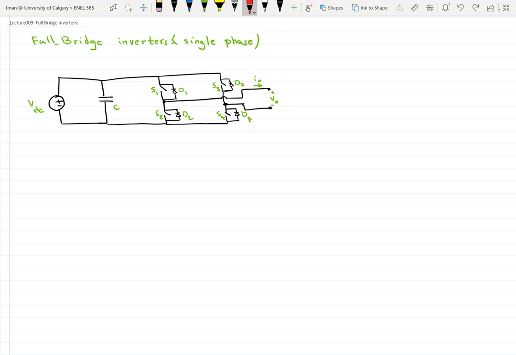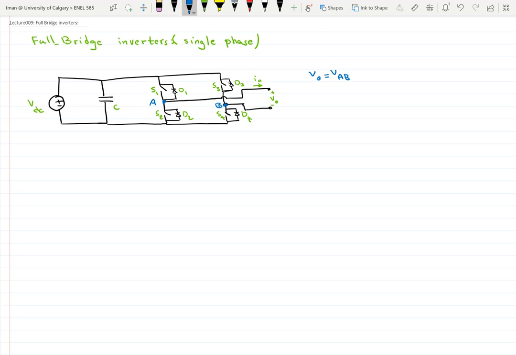And how we switch these determines our output voltage, which is the voltage difference between these two nodes A and B. So V out is equal to VAB. And VAB is basically determined based on whether S1 is on or S4 is on. For example, if S1 is on, node A would be connected to the positive terminal of VDC, and if S4 is on, node B would be connected to the negative terminal of VDC. Therefore, if S1, S4 is on, your VAB would be equal to positive VDC. That's the same case if you had S2 and S3 on, except that VAB would have a negative polarity of minus VDC.